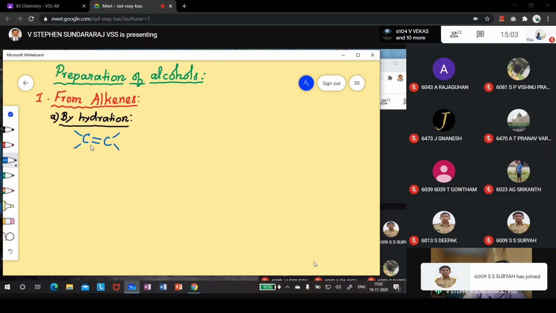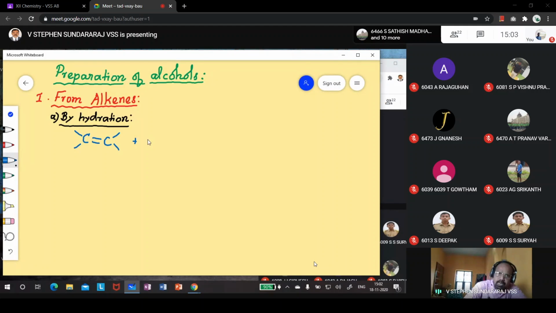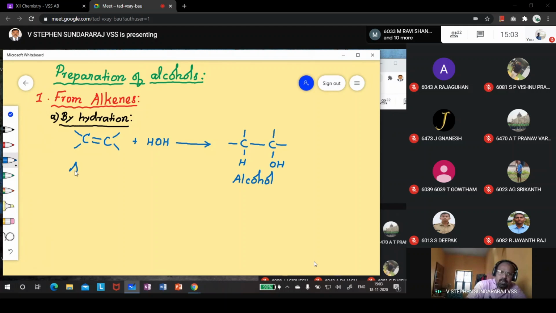So whenever alkene is taken, there will be a double bond. So here once H2O, H2O means HOH, is added, you will get this. You see, this is now the two valencies I am writing here, and here the two valencies, and here one side hydrogen, one side OH. So now this becomes alcohol. Okay, so this is alcohol. This is alkene.